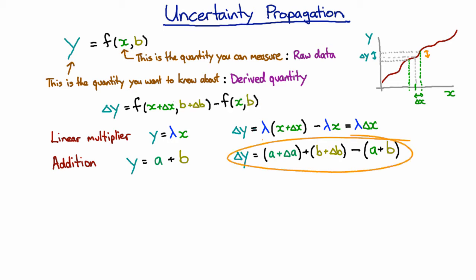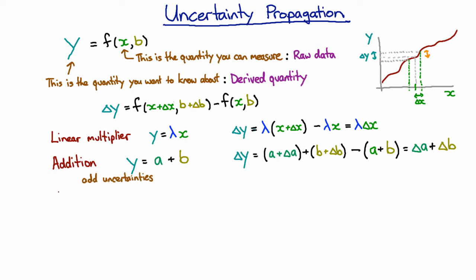And so what we've done down here is we've said it's just addition, so I'm going to have a going to a plus delta a, and we're going to have b going to b plus delta b, and we're just taking away our average there. And if we expand out the brackets, the a cancels with the minus a, and the b cancels with the minus b, and we just get these two things added together. So for addition, you add the uncertainties.